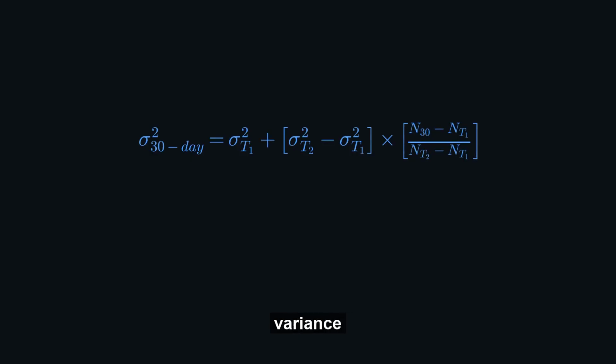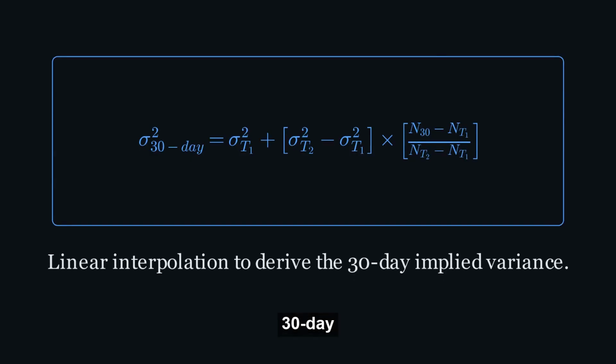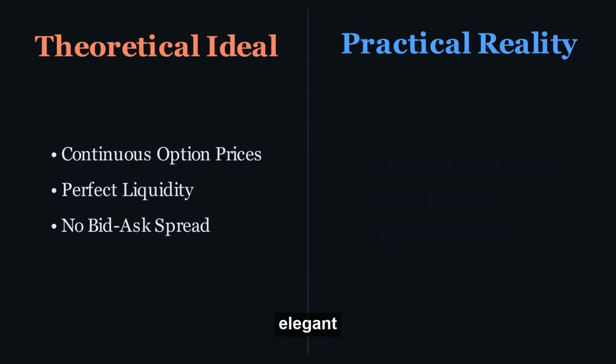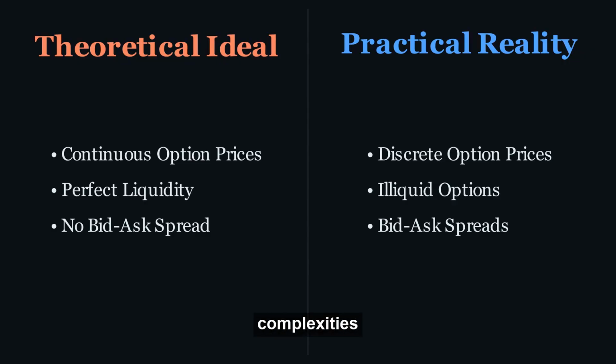Once we have calculated the variance for the two nearest term expirations that bracket the 30-day mark, say $\sigma^2_{T_1}$ and $\sigma^2_{T_2}$, we perform a linear interpolation. This step is crucial because we need a variance measure for a precise 30-day period, not just for the available expiration dates. The interpolation formula blends the two variances based on their respective times to expiration, yielding our target 30-day implied variance, $\sigma^2_{30\text{-day}}$.